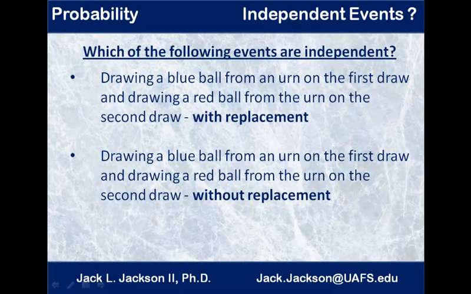So which one of these events are independent, and which, of course, if it's not independent, we'll call it dependent. Drawing a blue ball from an urn on the first draw and then drawing a red ball from an urn on the second draw with replacement. So we're replacing the balls before we make the second draw. Is that dependent or independent, and why?